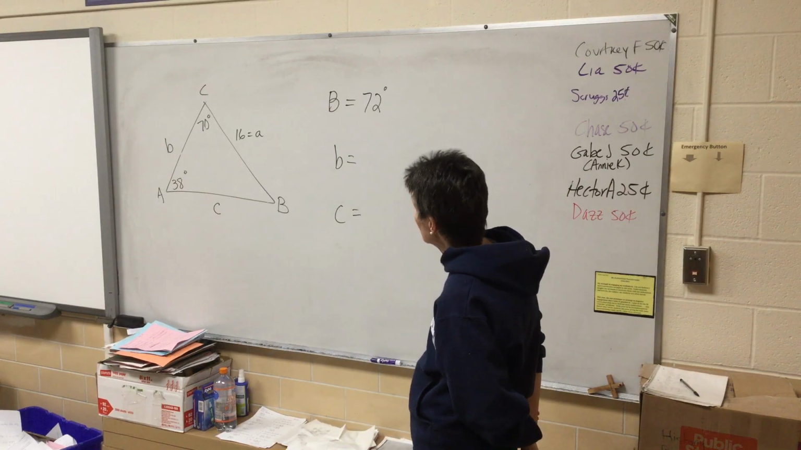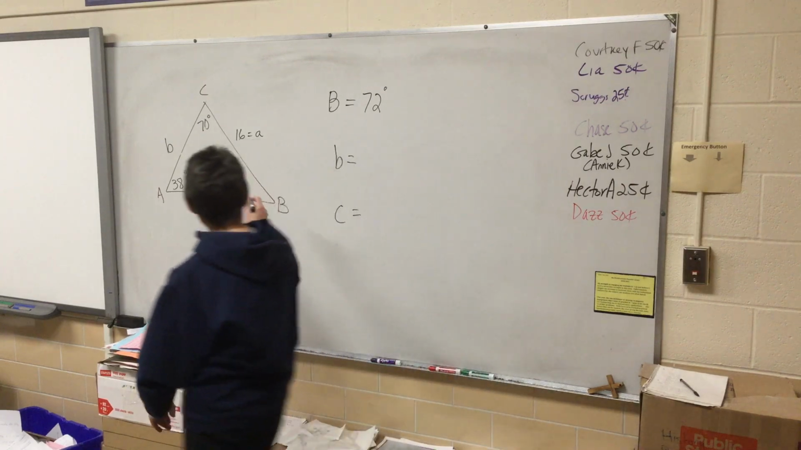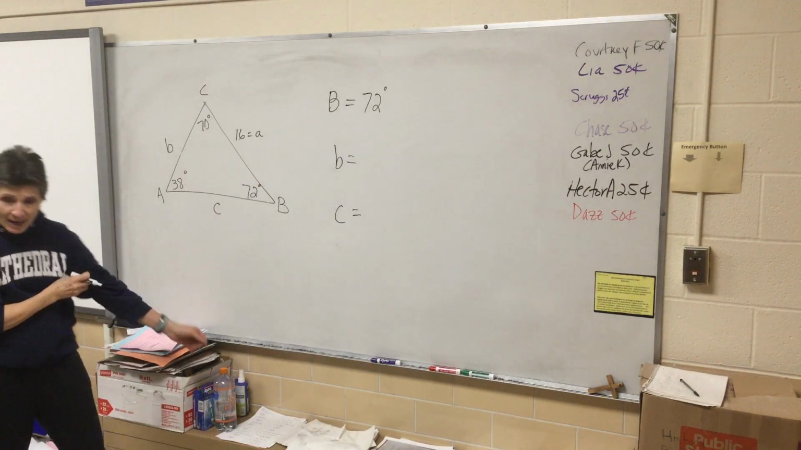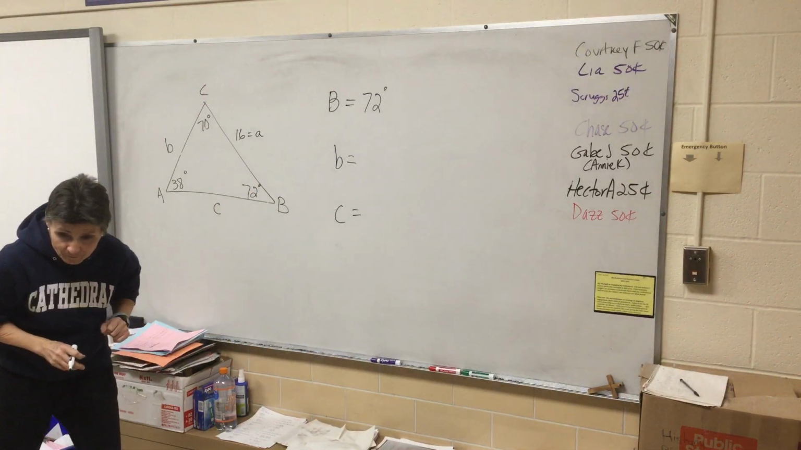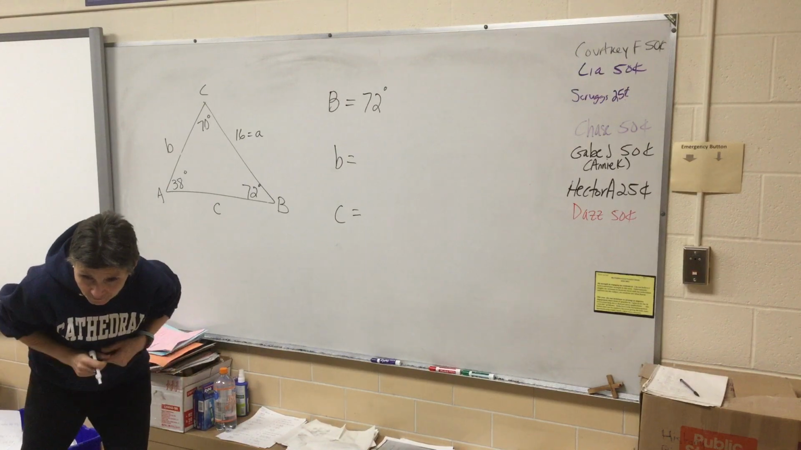All right? Now, that's easy. I'm going to put that over here in my triangle. In order, did I do the math right? Did you get 72? Someone nod or something? Yeah.